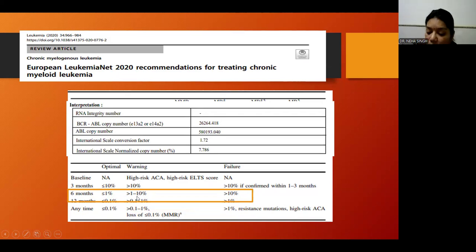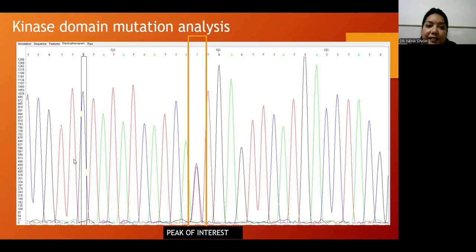So now there is a need for testing this patient because the patient has not shown optimal response to imatinib. The reason has to be found out. So how are you going to advise this patient further? The answer again is a KDM analysis, which you can do by Sanger or by NGS. In this case, the Sanger plot is being shown where there are double peaks.